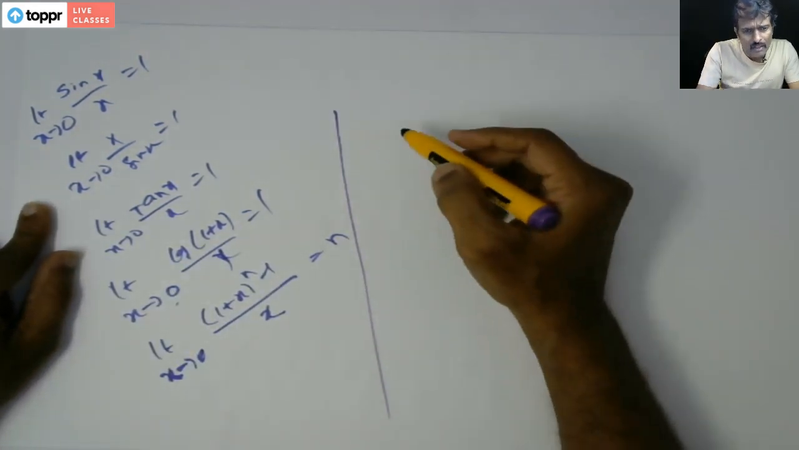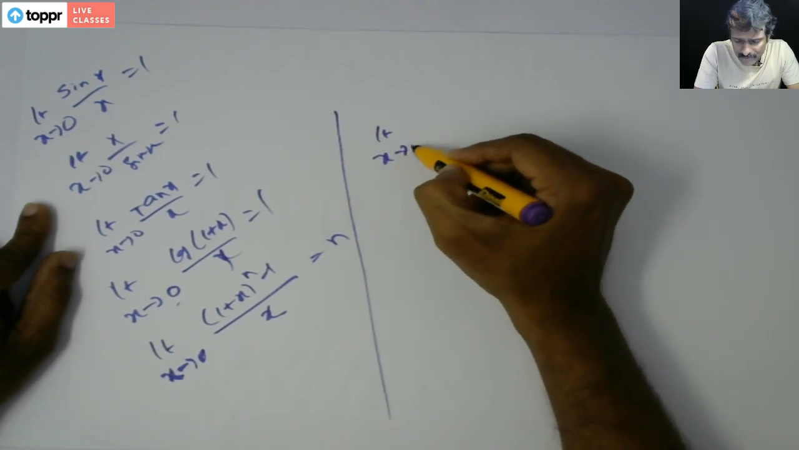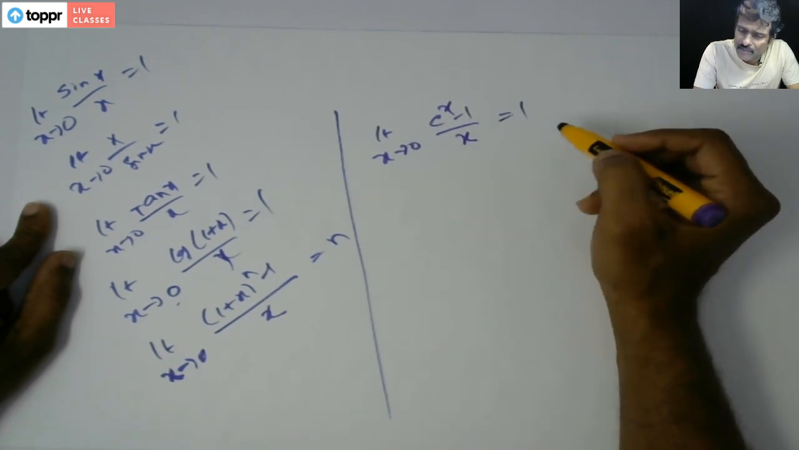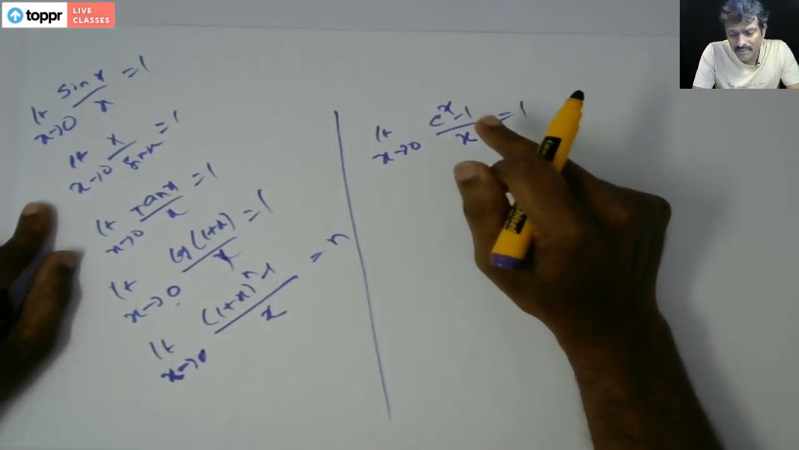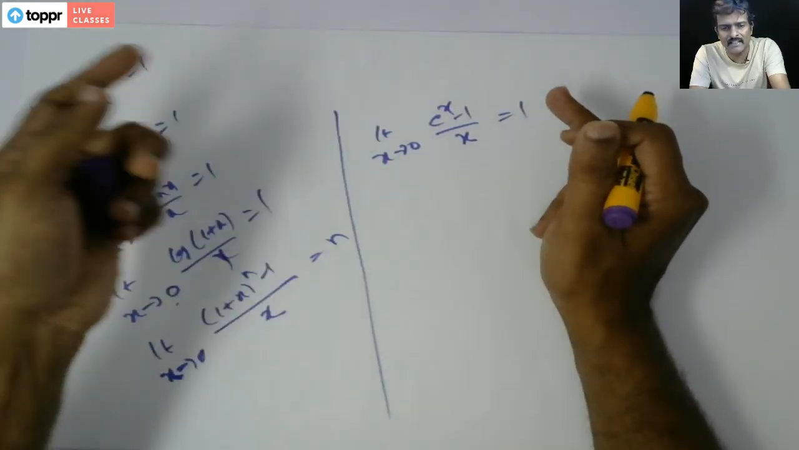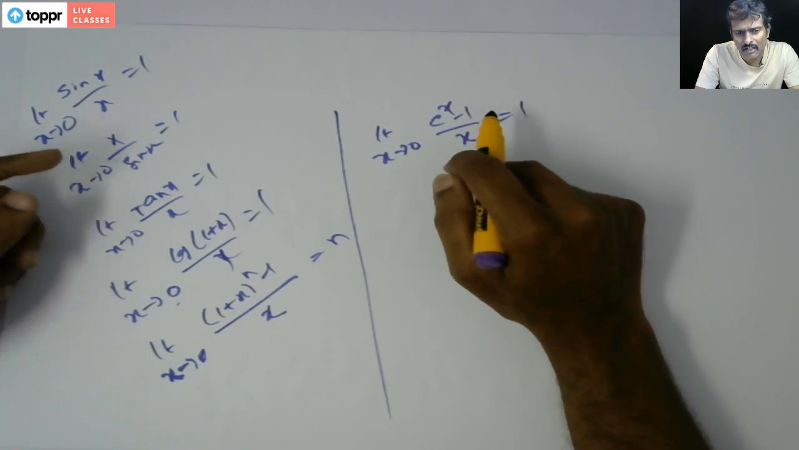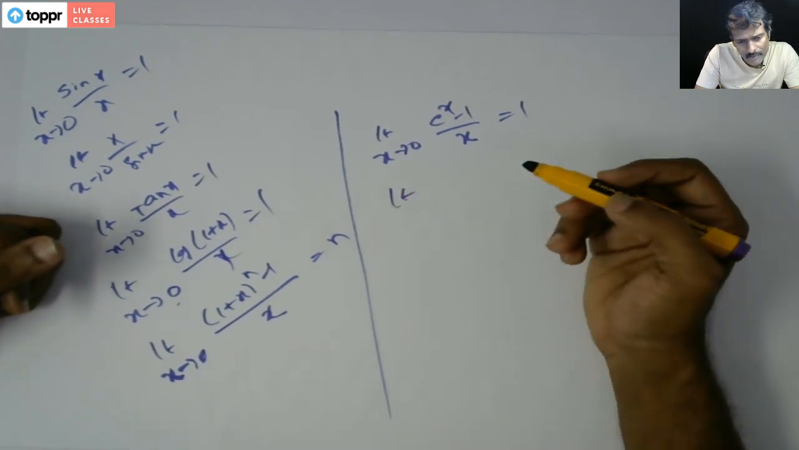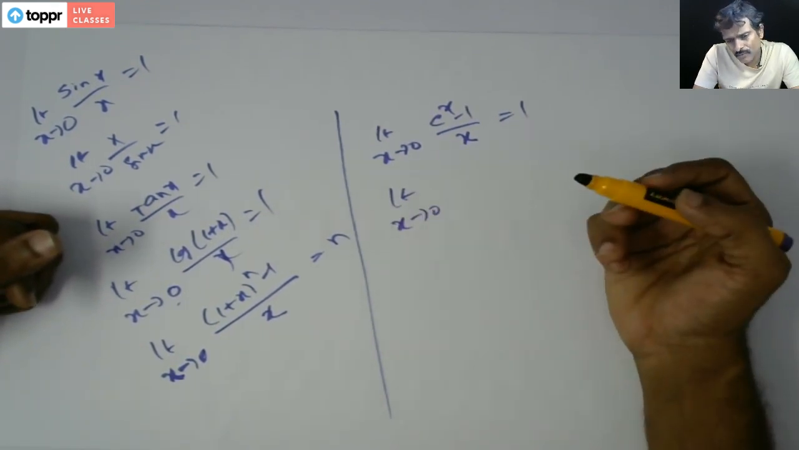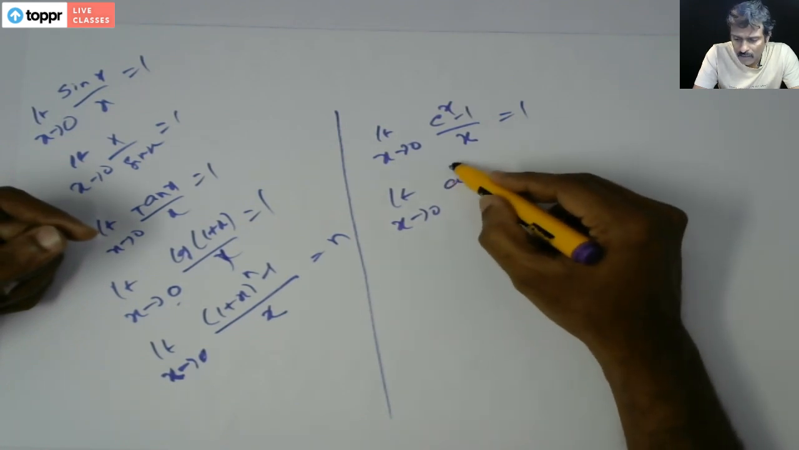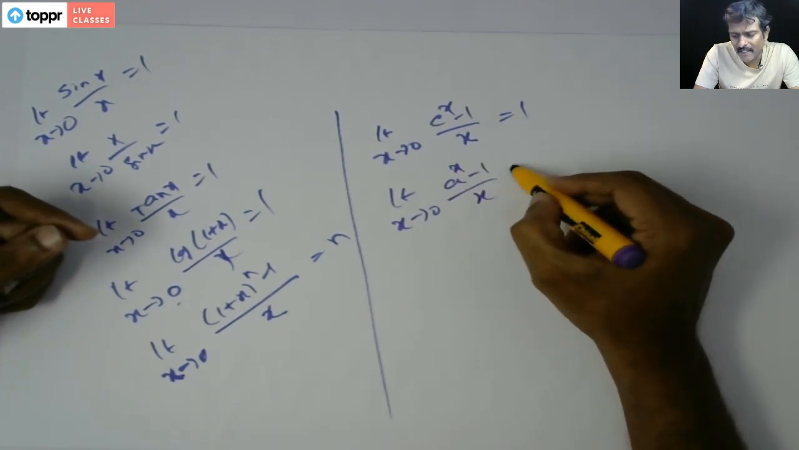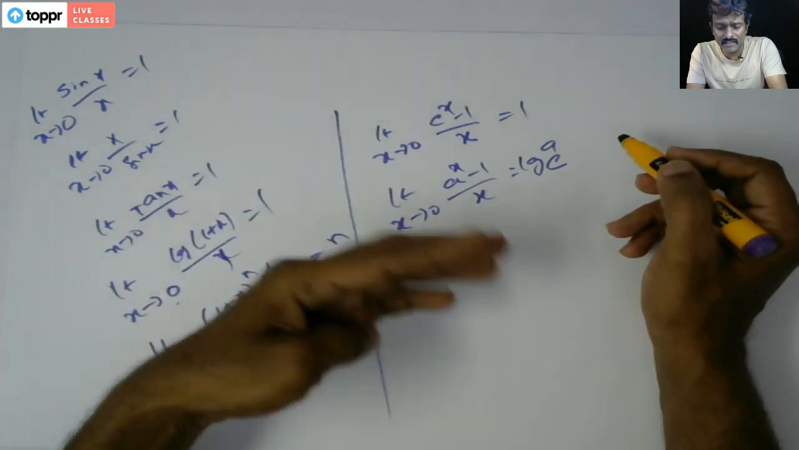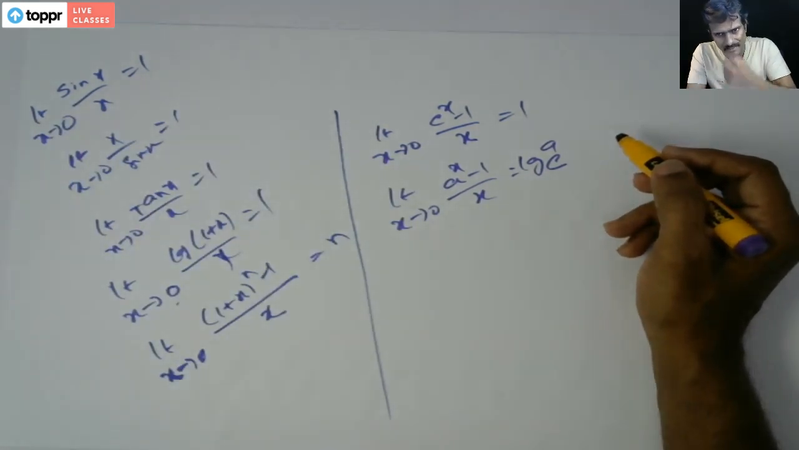And also we might use limit x tends to 0, (e^x - 1) by x. This value will also be equal to 1. This is nothing but the expansion of e^x, and then you get those things cancelled, and you will be left with 1. And limit x tends to 0, we can use (a^x - 1) by x. This will be equal to log a base e. This is like applying logarithms on both sides, and you can solve it easily.